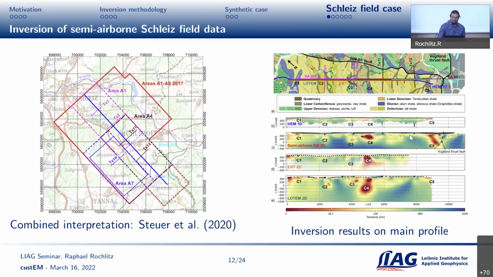Here are our semi-airborne data inversion results on the main profile, but only a 2D or 2.5D inversion with MARE2DEM, so no 3D inversion so far. We have an ERT reference dataset and the LOTEM dataset, and overall we see that the main conductors appear at the same positions, but we also see that there are differences in the 2D results. If we look at the geological map, in particular due to this northwest-southeast striking fault, we have real 3D geometry.